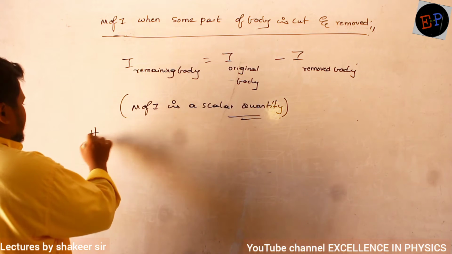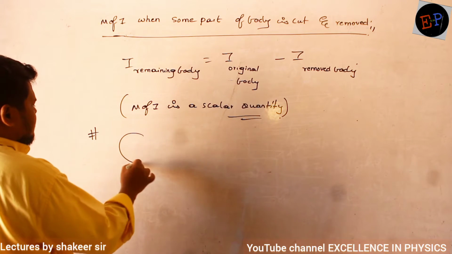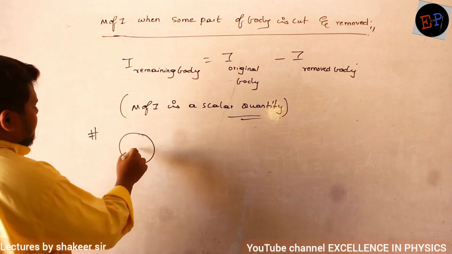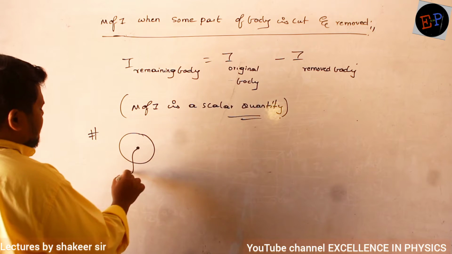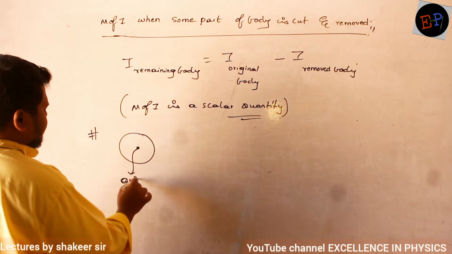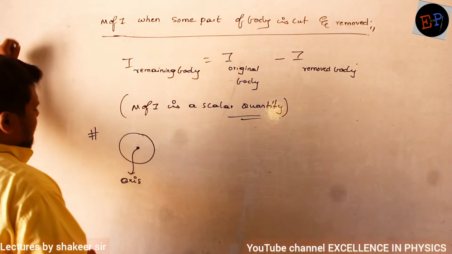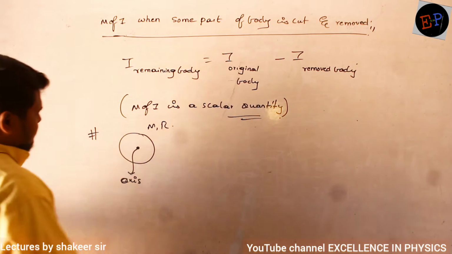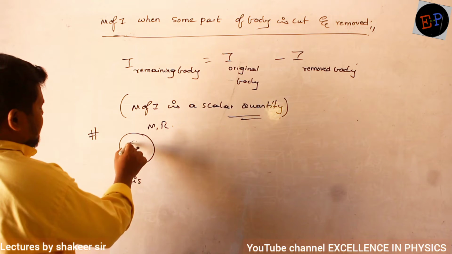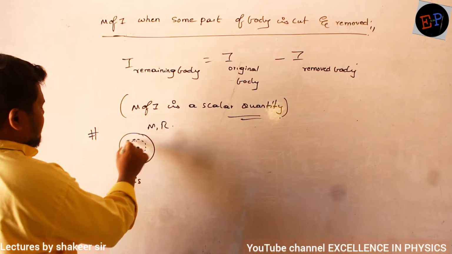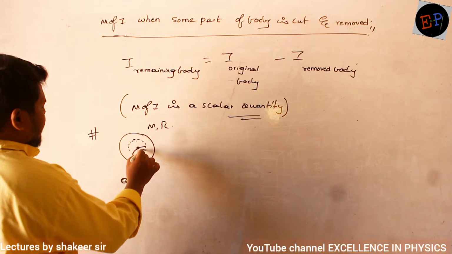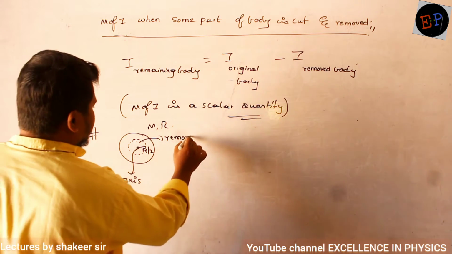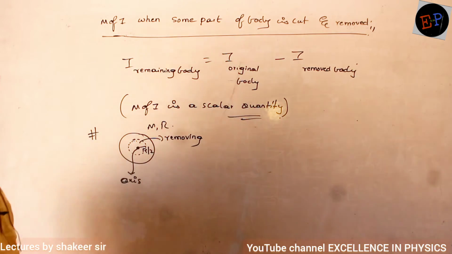Consider this is a disc. And this is the central axis. This is the axis of rotation. The mass of the disc is M, radius is also R. From the center of the disc, we are cutting a disc of radius R by 2 and we are removing it.